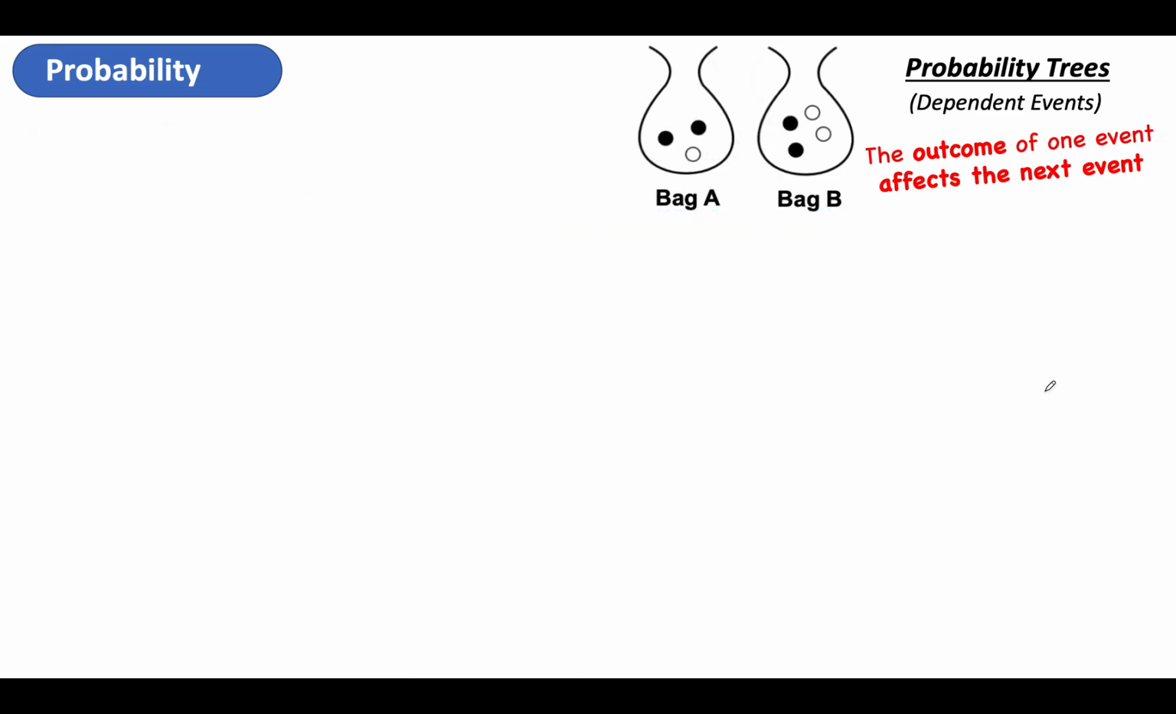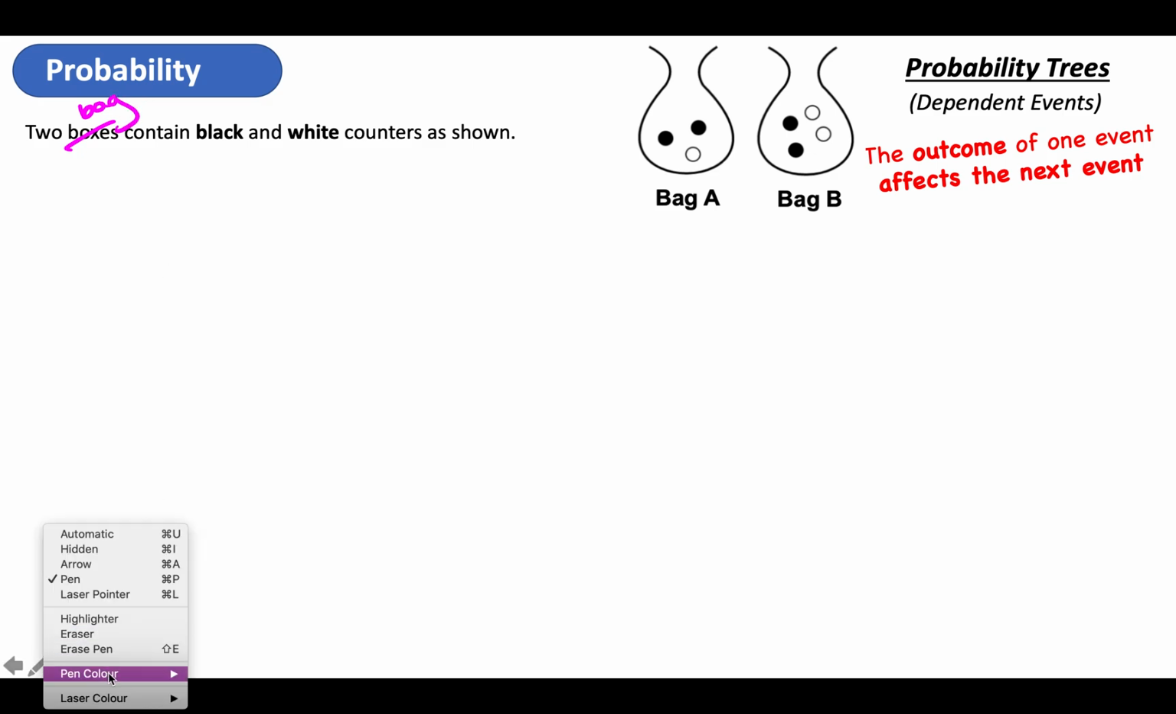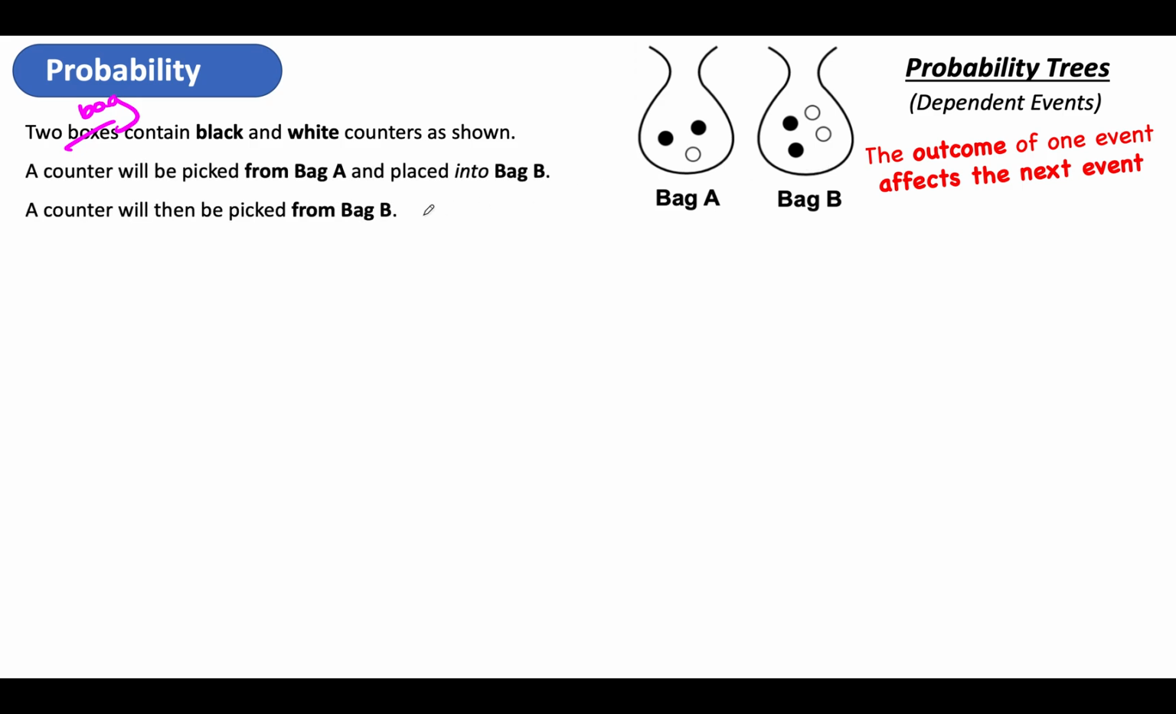Let's do another example. Now this one's slightly different, so let's read it together. 2 boxes contain black and white counters as shown. I don't know why it says boxes. In fact, I'm going to cross that through, because it's clearly a bag. But I am going to go back to the blue pen, because I don't like the magenta. There we go. Bag A and bag B, and they've got different amounts of black and white counters. Now bag A has 2 black and 1 white.